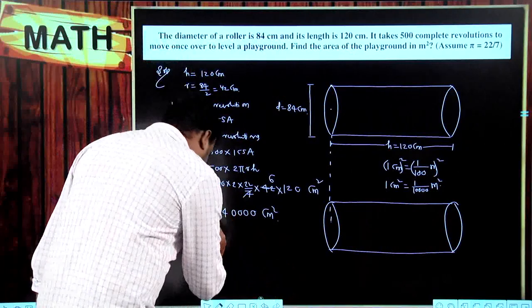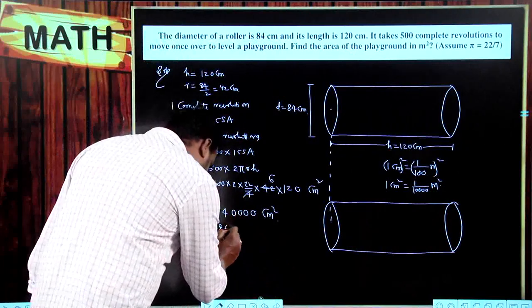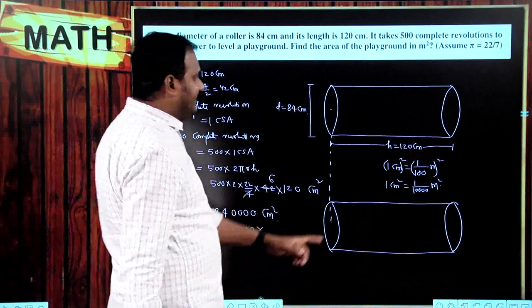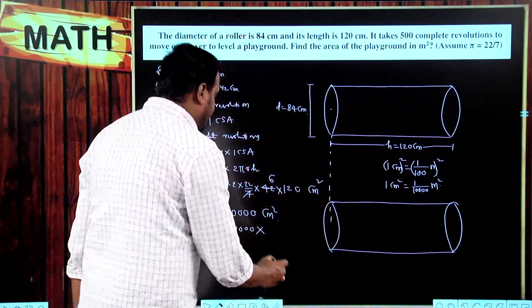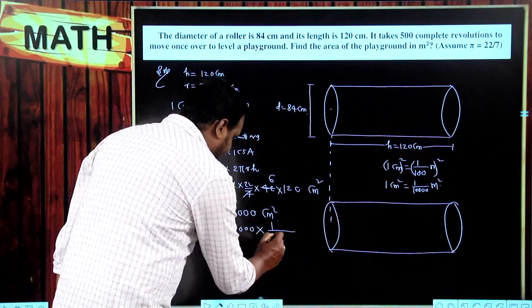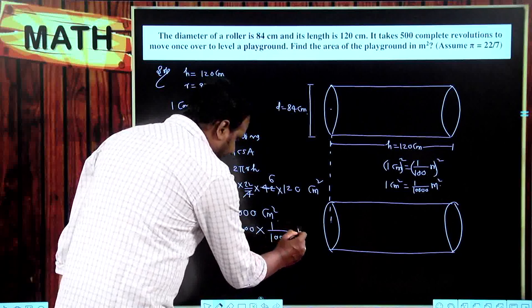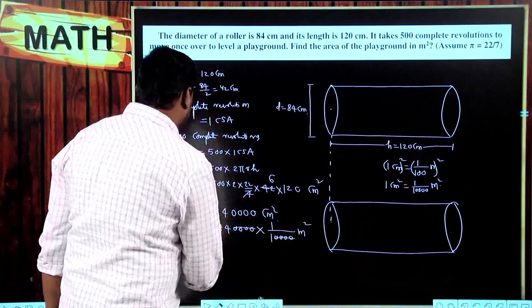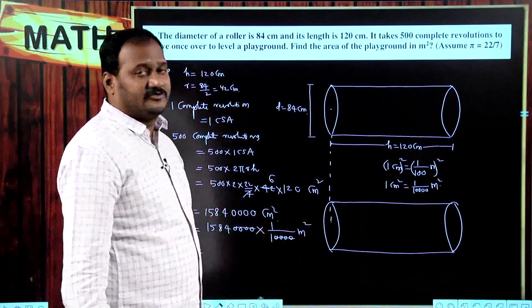I am going to write that. 1584 × 12340 × 1 centimeter square equals 1 by 10,000 meter square. Now see the cancellation, 4 zeros get cancelled. So finally you get 1584 meter square.